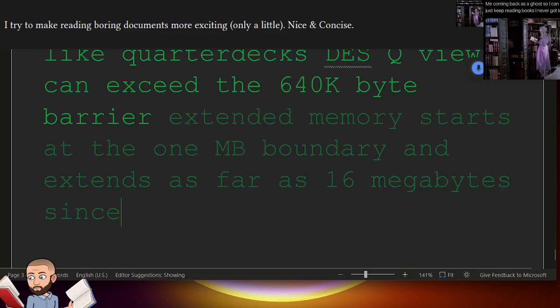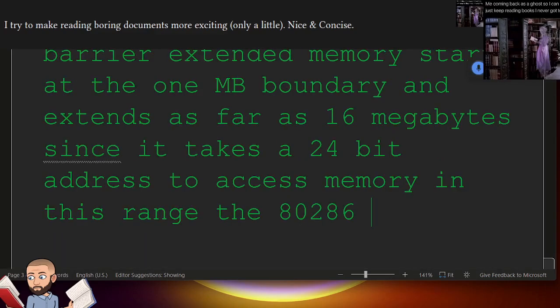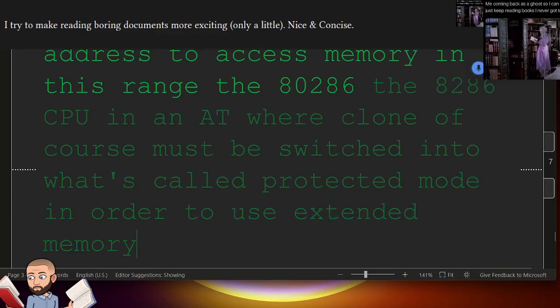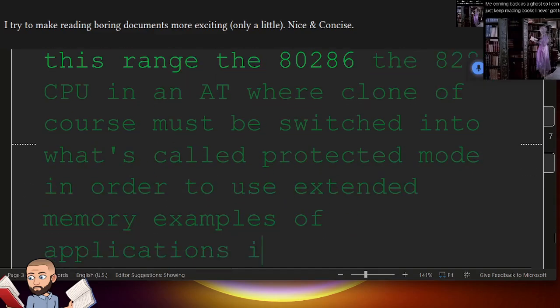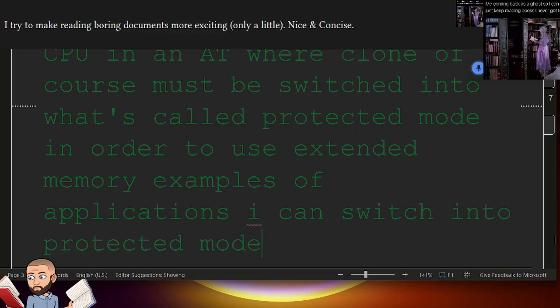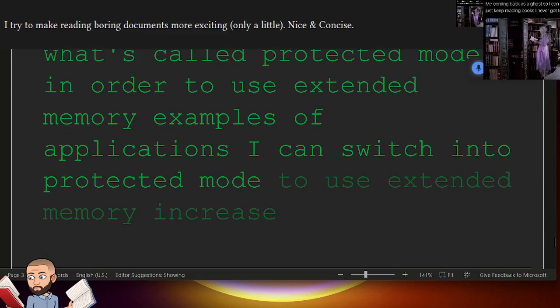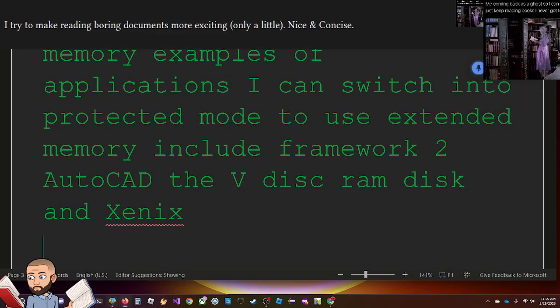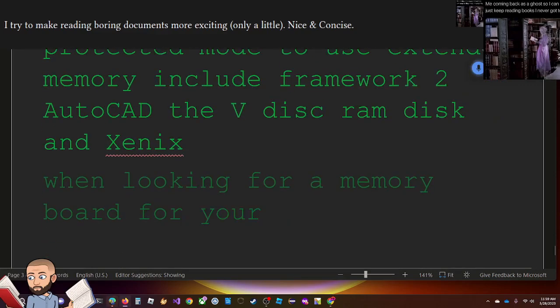Since it takes a 24-bit address to access memory in this range, the 80286 CPU in an AT, or a clone of course, must be switched into what's called protected mode in order to use extended memory. Examples of applications that can switch into protected mode to use extended memory include Framework 2, AutoCAD, the VDISK RAM disk, and Xenix.